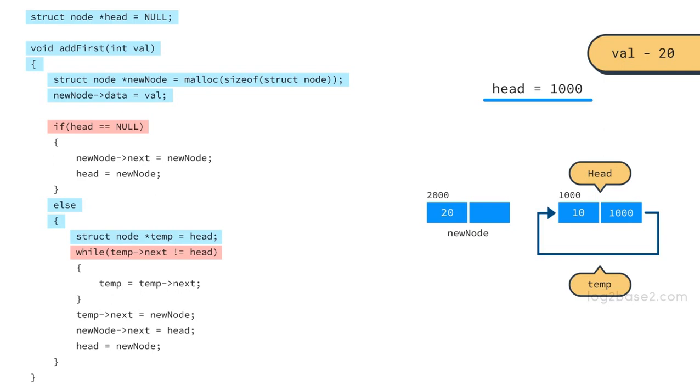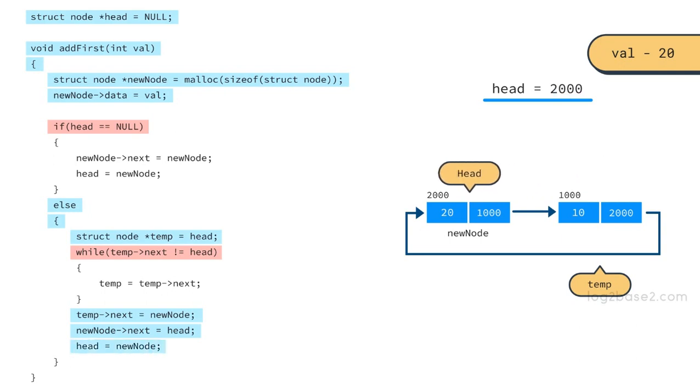Now we have to insert the new node after the last node. So write temp next equal to new node, and it should point to the current head. So write new node next equal to head. And finally make the new node the head of the linked list. So write head equal to new node. Now we have the circular linked list with two nodes and the node at 2000 being the head.